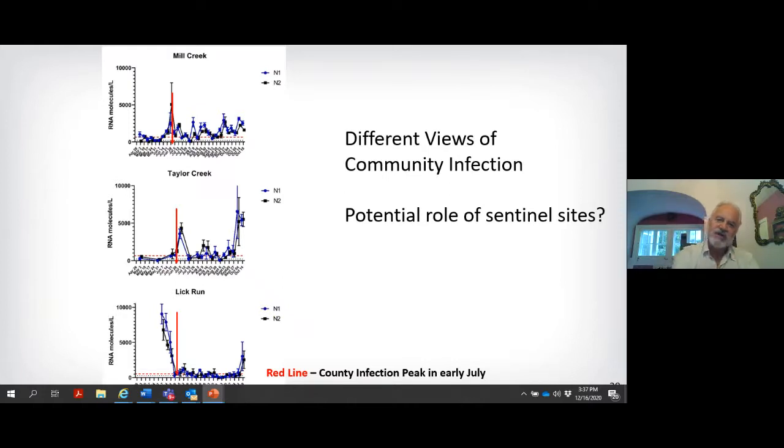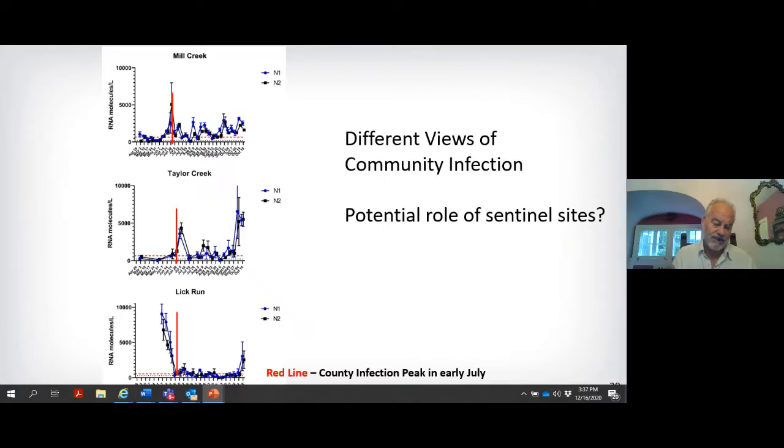But you notice in this later larger wave that's happening now across the county, you see Taylor Creek, which did not show that early warning, an early outbreak in early May, it rose and it's at high levels, and rose even before Lick Run did. So what that shows is that the factors driving the differential spread of virus in the community are going to change over the course of the pandemic.